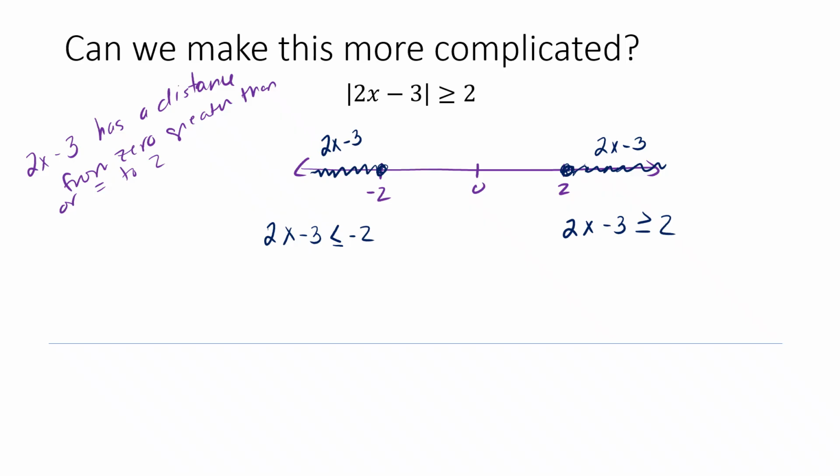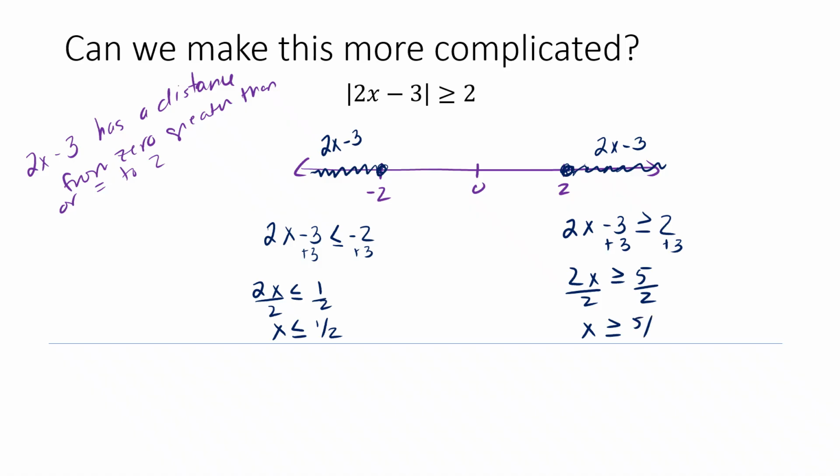This is why I linked the video on how to solve inequalities, because now you need to know how to solve an inequality. So we'll add 3 to both sides. So 2x is less than or equal to 1, divide by 2. So x is less than or equal to 1/2. Over here, we'll add 3. So 2x is greater than or equal to 5. Divide by 2, and x is greater than or equal to 5/2. And it's "or," okay?